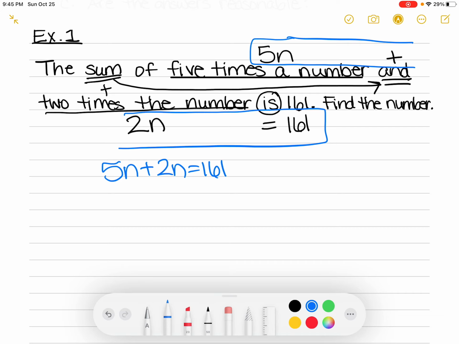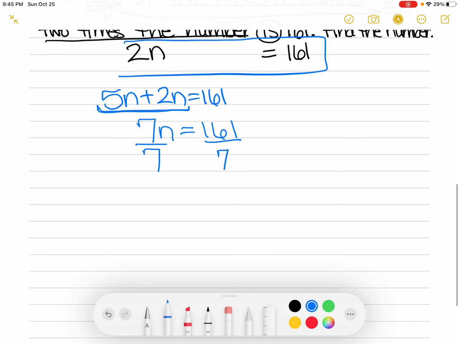Because what I'm going to do first is put these two together because they are like terms. Remember, we can add like terms. So I get 7n equals 161. And then I will divide by 7 on both sides. And I get n equals, what is that going to be? 23. So there's my answer.